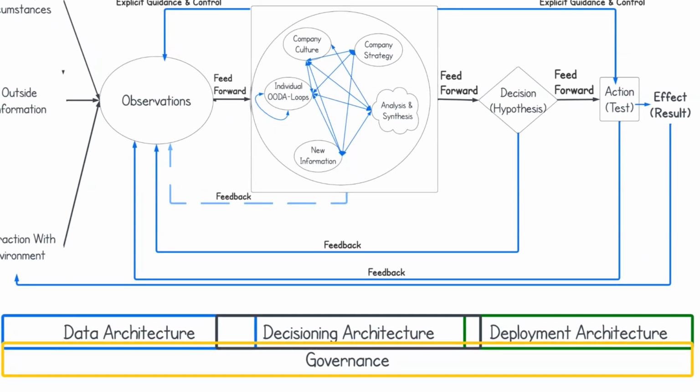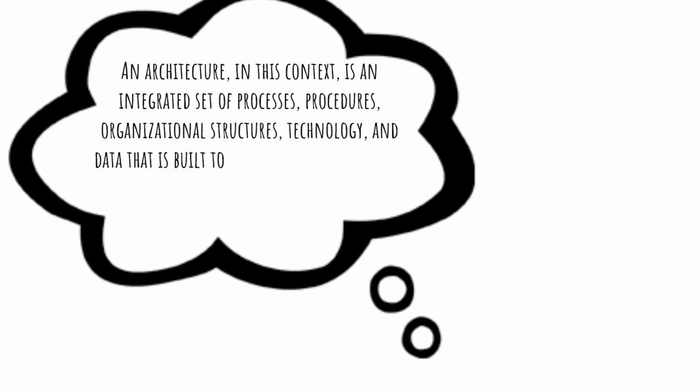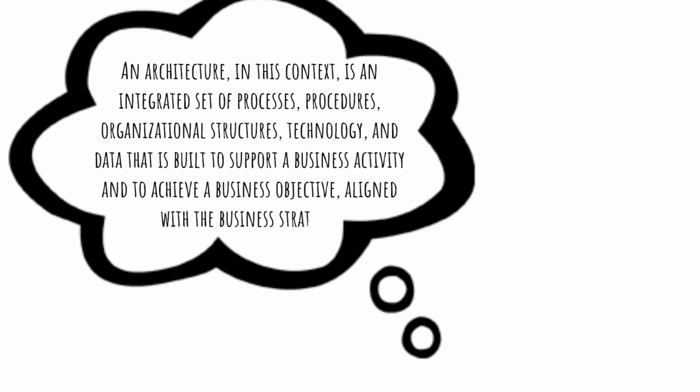To facilitate this in an organization, the OODA-Loop needs to be built on a secure foundation of a decisioning architecture, supported by a data architecture, and facilitated by a deployment architecture. An architecture, in this context, can best be described as an integrated set of processes, procedures, organizational structures, technology, and data that is built to support a business activity and to achieve a business objective, aligned with the business strategy. It is broader than just a technical environment. It does include all organizational aspects that help leverage, maintain, update, and manage the data-driven decision-making process.